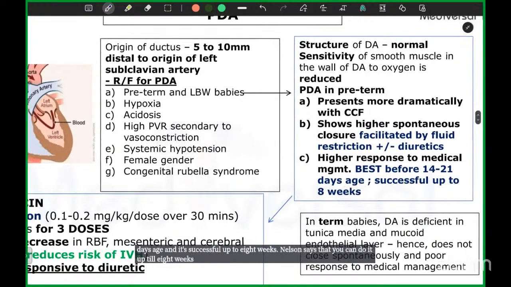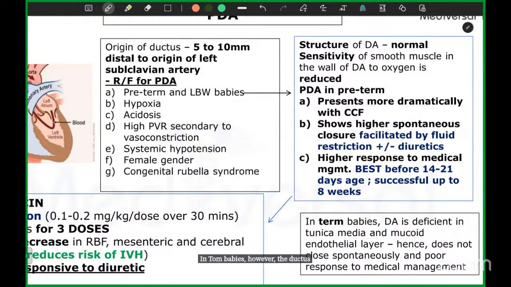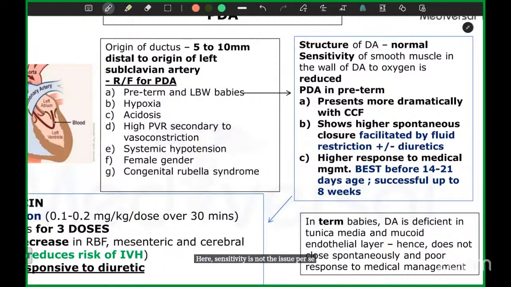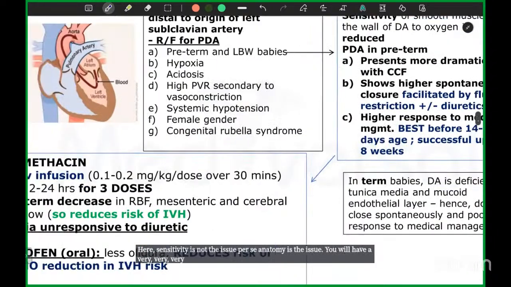So up till 8 weeks you can always try medical management, provided that the other hemodynamic features of the child are maintained. In term babies, however, the anatomy of the ductus is what is a little problematic. It is deficient in tunica media, it's deficient in the endothelial layer, which is why it will not close spontaneously. And because here sensitivity is not the issue, the anatomy per se is the issue, you will have a very poor response to medical management.